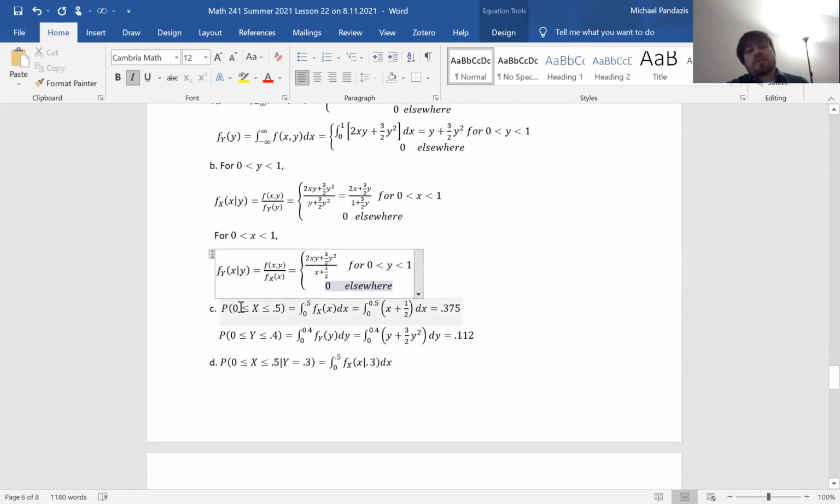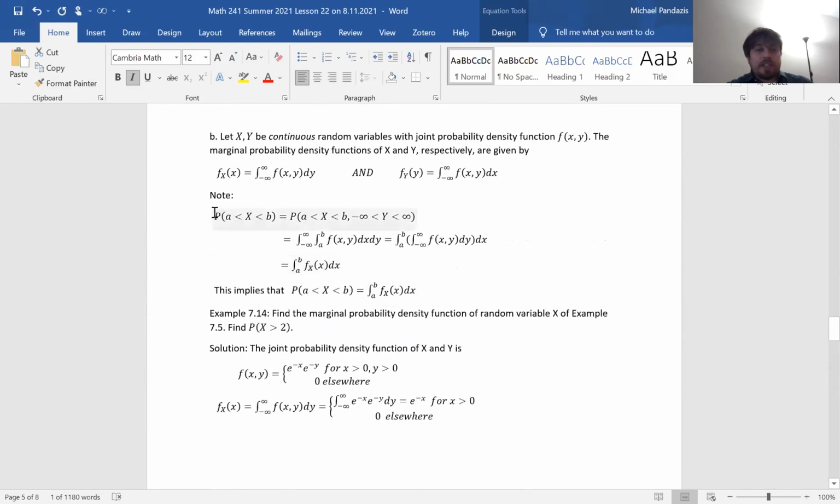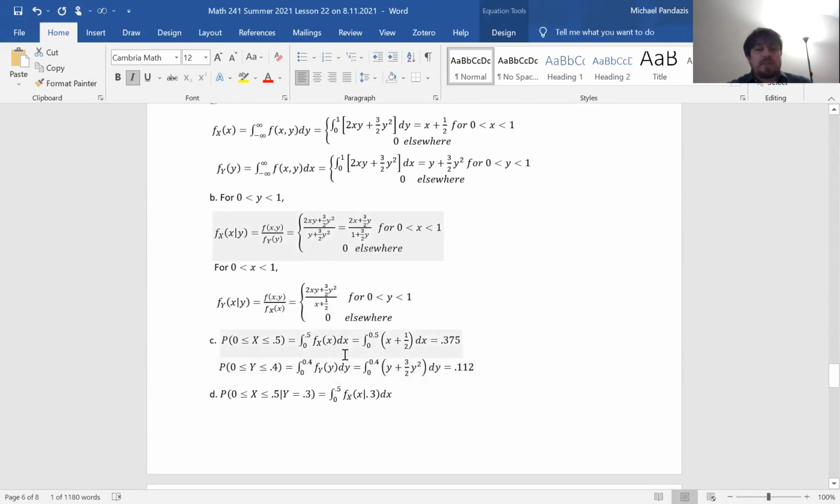In C, you want to find the probability that x is between 0 and 0.5 inclusive. That's just the integral from 0 to 0.5 of the marginal probability function of x, as stated earlier. The probability that x is between two values is an integral from the first value to the other of the marginal probability function. And this applies for y also. So if y was between two values, you would integrate the marginal probability function of y. Okay, so for C, you're integrating the marginal probability function of x from 0 to 0.5, and that function is x plus 1/2. As you integrate that, you get that.